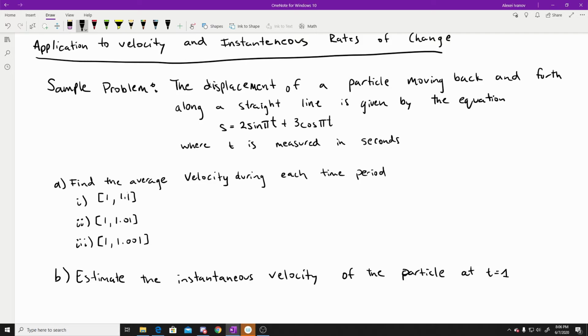The way I go about solving these problems is first, I find what the equation is that we will be dealing with.